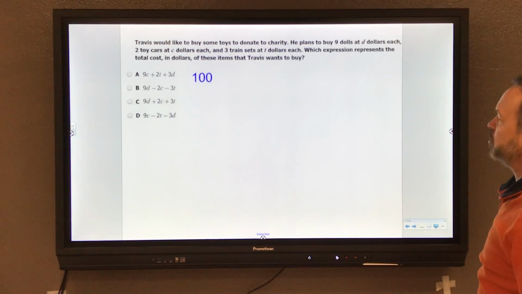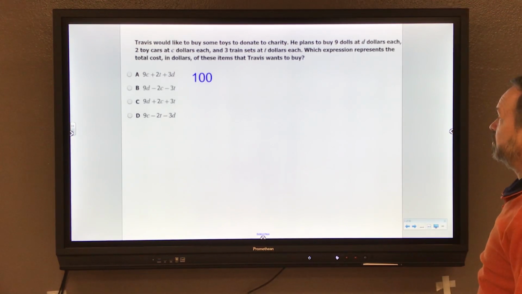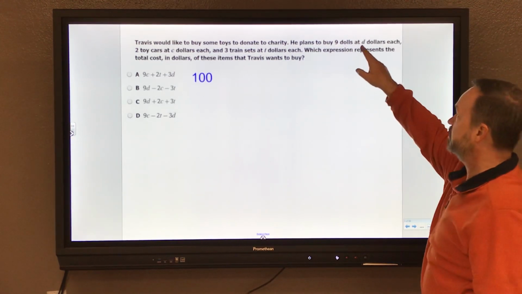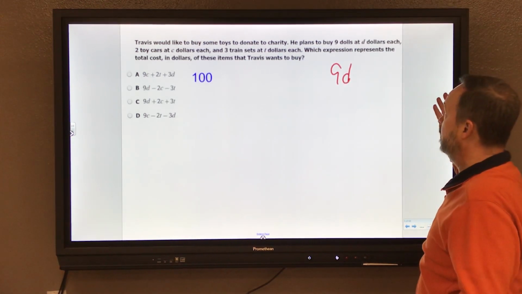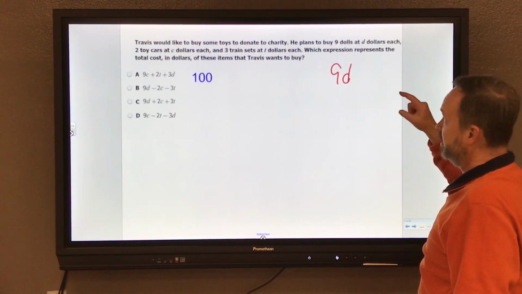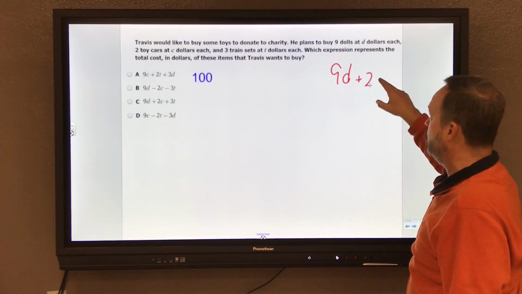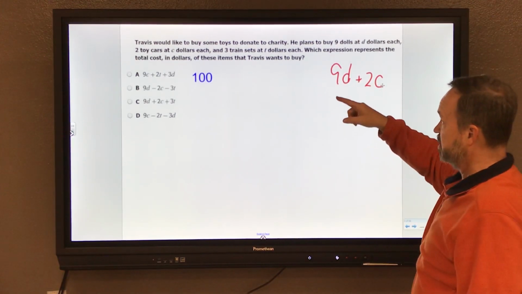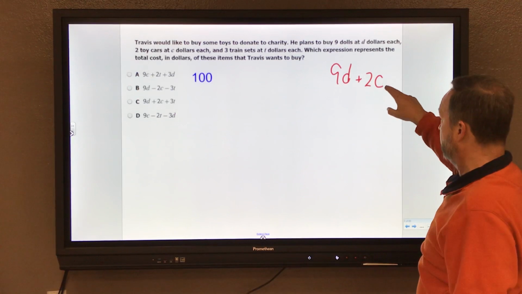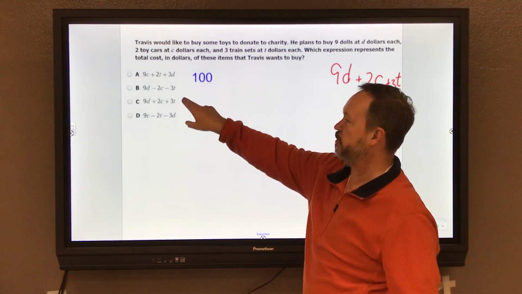Travis would like to buy some toys to donate to charity. He plans to buy 9 at D dollars. So you can see that's 9 at D dollars, so it's 9D. That's how much money they cost. There's 9 of them. They're D dollars each. 2 toy cars at C dollars each. So we've got two cars, and they're going to cost C dollars each. And then we've got 3 train sets at T dollars each, plus 3T. So you can pretty easily see that the correct answer here was C.